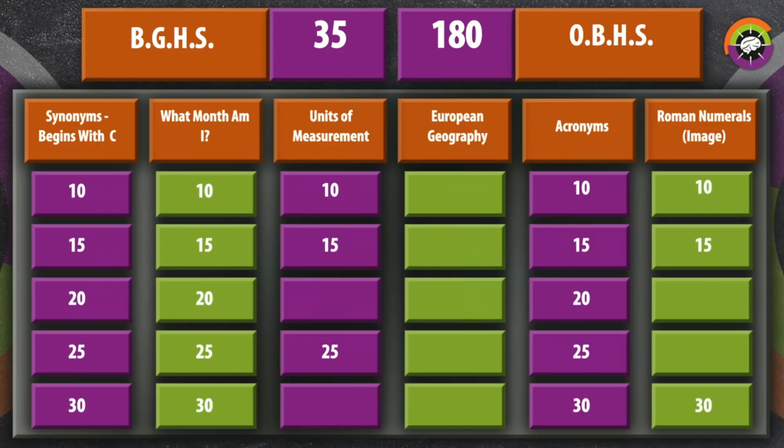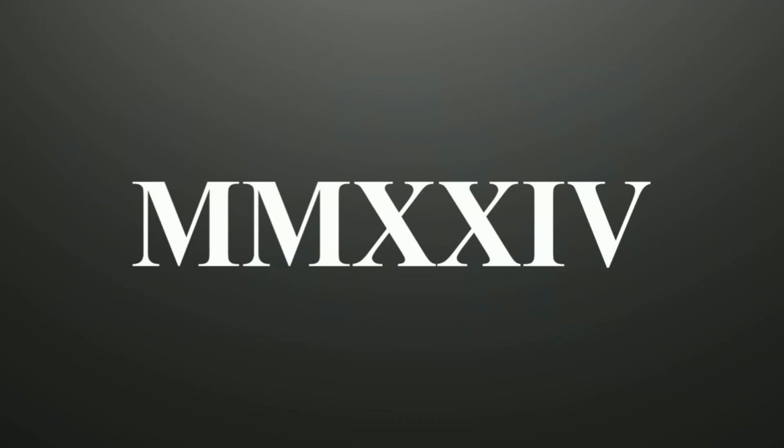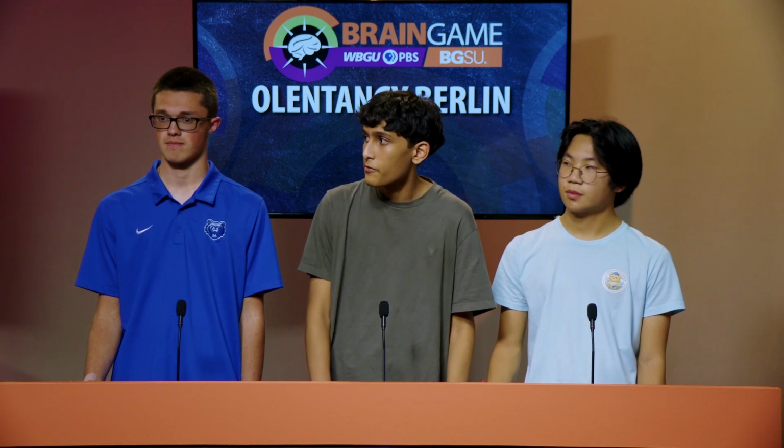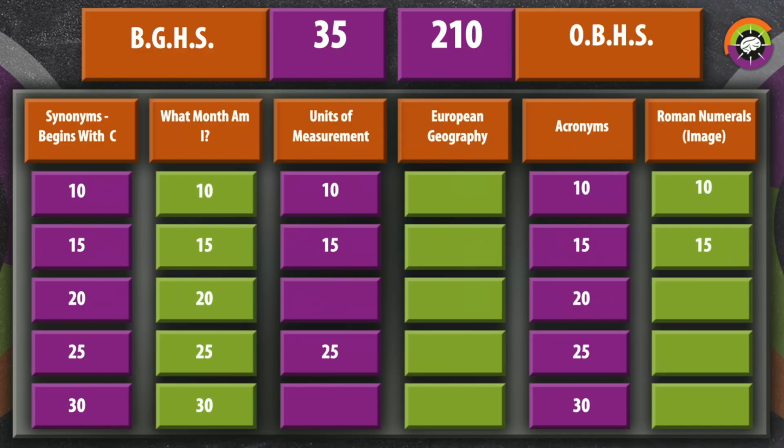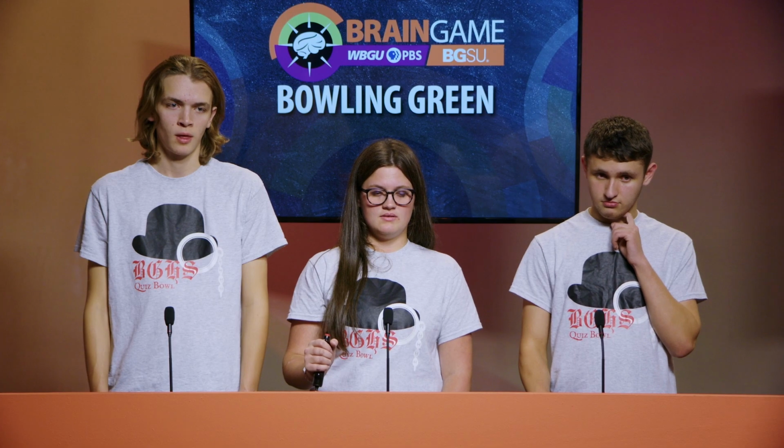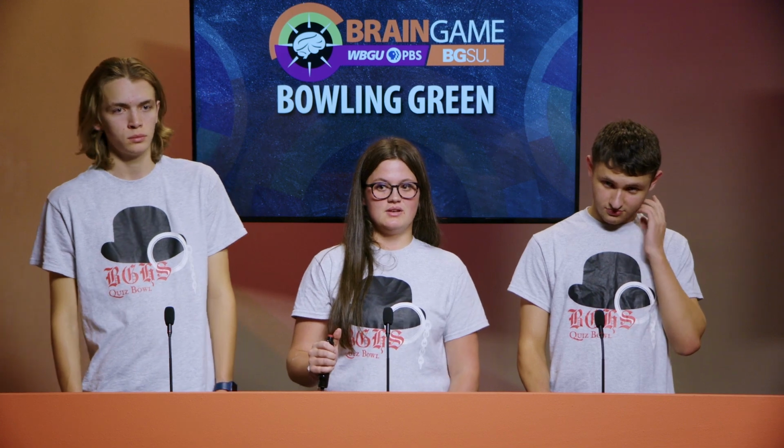Roman numerals for 30. Roman numerals for 30 points. Identify this number. That would be Olentangy Berlin. Akil. 2024. 2024 is correct. Olentangy Berlin in control. Let's go with Roman numerals for 15. Roman numerals for 15 points. Identify this number. That would be Bowling Green. Cole. 57. 57 is correct.